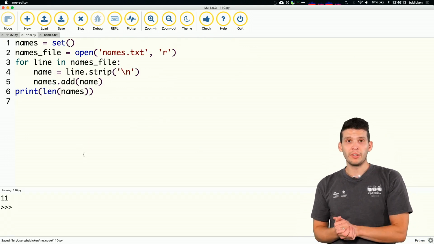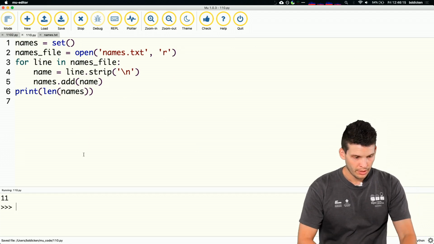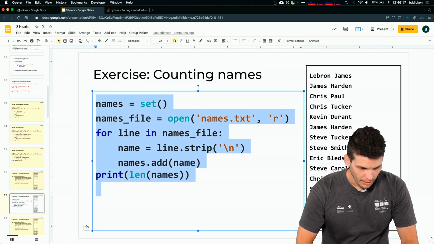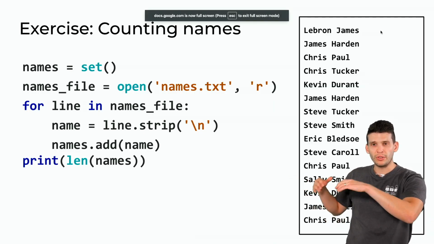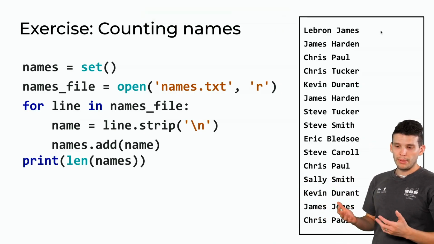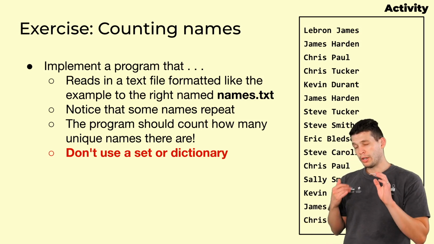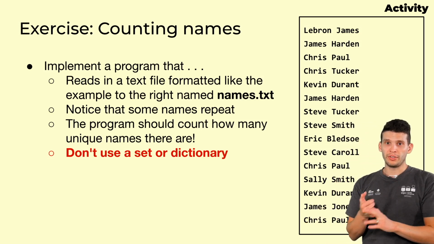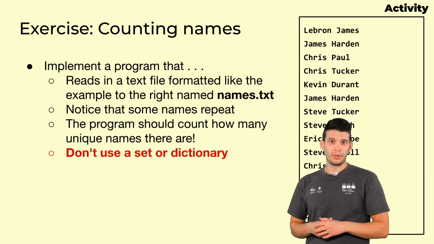And there we go. It says 11 as the answer. Now, another kind of follow-up to this is what if I asked you to solve basically this same problem, but where you're not allowed to use sets or dictionaries. In other words, you need to use a list in order to accomplish this.